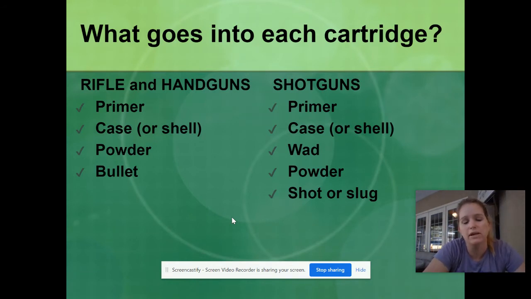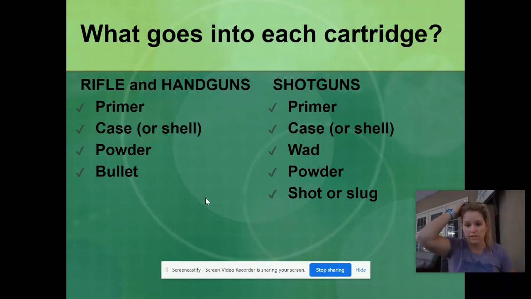It depends on if it's a rifle or a handgun or a shotgun. Shotguns have totally different cartridges. And I'm sorry, I'm starting from right to left, but we're looking at the shotguns here. So a shotgun cartridge, and you'll see a picture in a second, is like a piece of plastic and it has metal on the bottom, and then all of these different things go inside of it, right? Sometimes there's a little bit of powder. There's also a wad that goes in there. The wad is a plastic piece that separates the primer from the actual shot or slug.